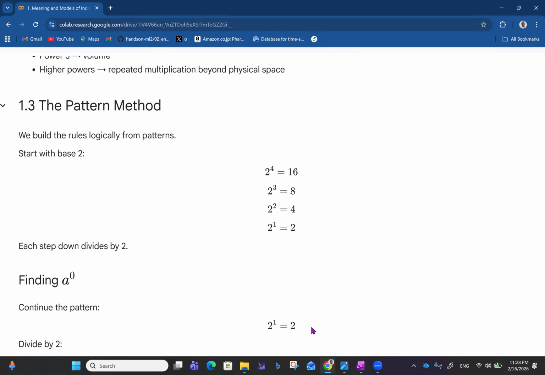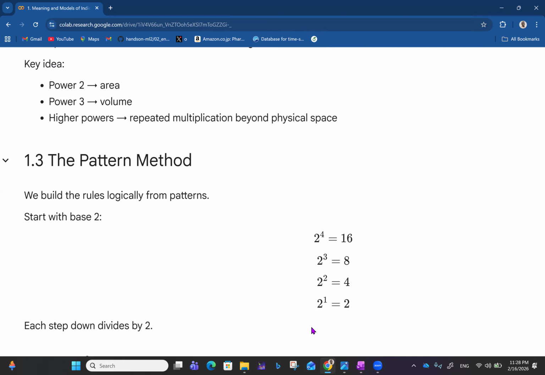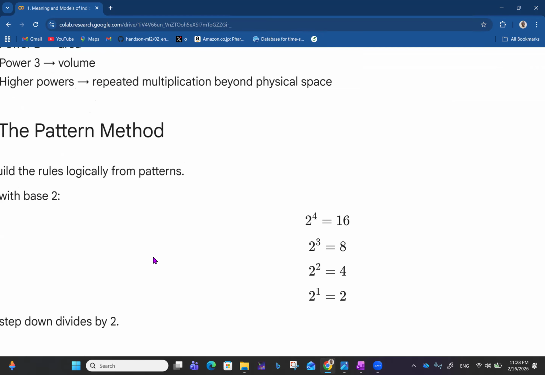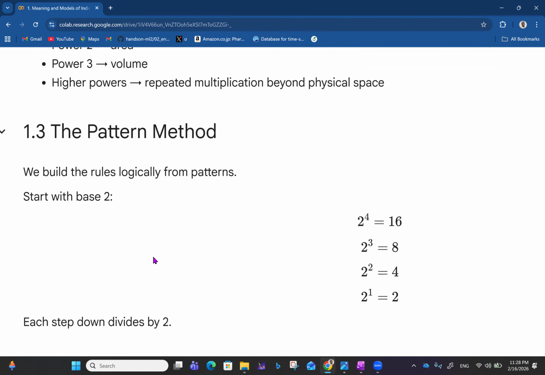So let's go ahead and talk about the pattern method in dealing with indices. We can build rules logically from patterns. For instance, if you start with base 2, if you have 2 raised power 4, you know that's 2 times 2 times 2 times 2. That's 2 multiplied by itself 4 times. So 2 times 2 is 4, 4 times 2 is 8, 8 times 2 gives 16. Now, if we knock off one 2, that is, subtract one 2 from this, you get 2 raised power 3. Or another way to look at it is you divide by 2. If you divide 2 raised power 4 by 2, you get 2 raised power 3. If you divide 16 by 2, you get 8.